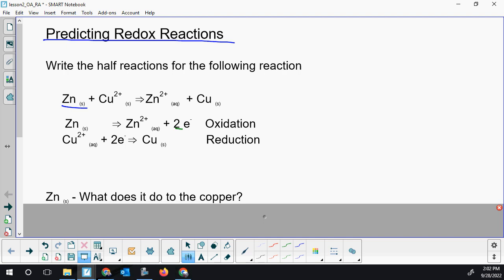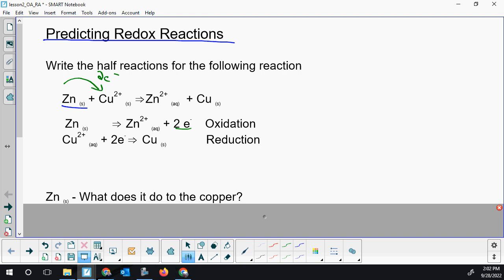Our zinc is losing 2 electrons. So zinc is sending 2 electrons to the copper 2+. That's the electron flow. That's what creates our products. The copper 2+ ends up neutral when it picks up the 2, and the zinc ends up 2+ when it loses the 2.